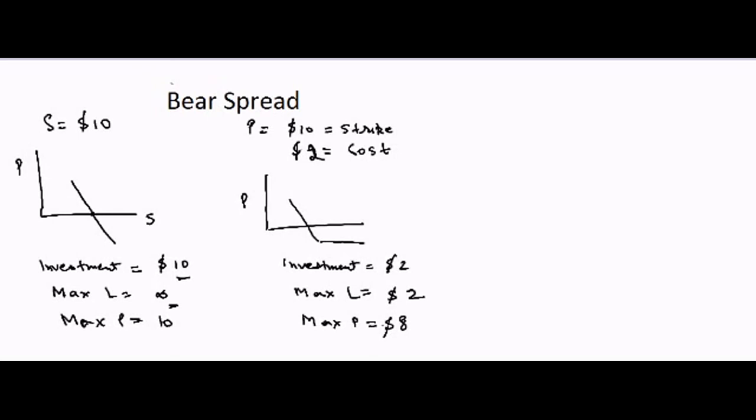So if the stock price goes to zero, we make $10, but we invested $2, so we'll make a maximum profit of $8. So what we did here is, if you compare both of these, you can see that we lowered the investment. By lowering the investment, we also lowered the maximum loss, so we lowered the risk, and that also resulted in lowering the maximum profit. So instead of making $10, now we were making $8, but we lowered both the investment and the loss.